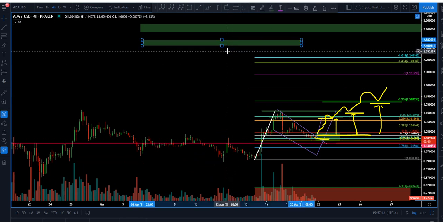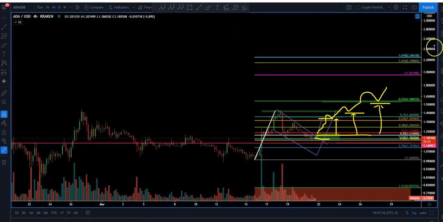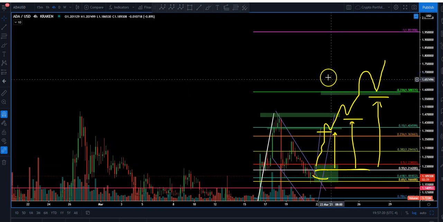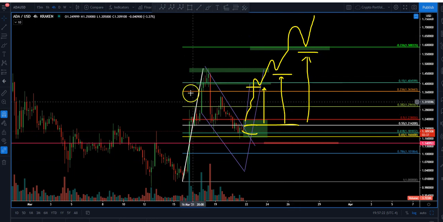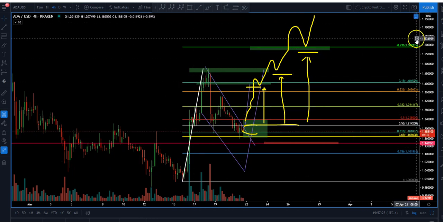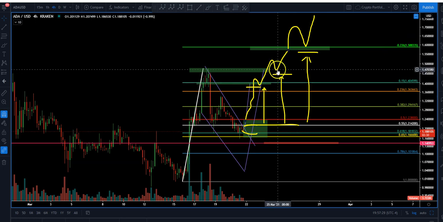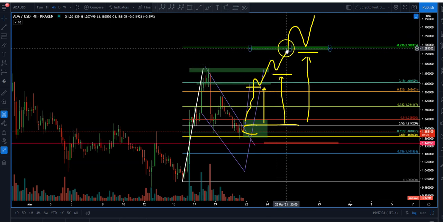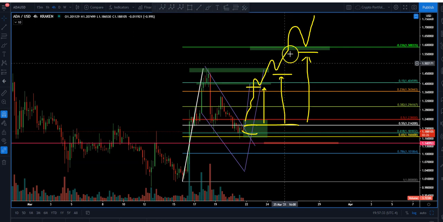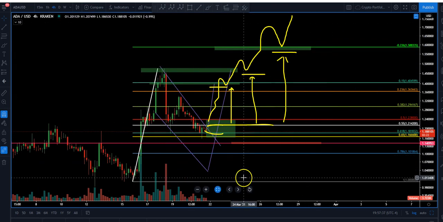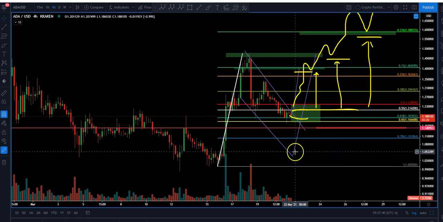Let me just get rid of all this. We could come back to these higher levels once we see what's going on with the price. For now, let's clean up the charts, and this is the immediate future that we have to worry about. $1.60 on the upside, $1.40, maybe $1.50. So $1.40, $1.50, and $1.60. Those are the immediate short-term targets if this pattern plays out.